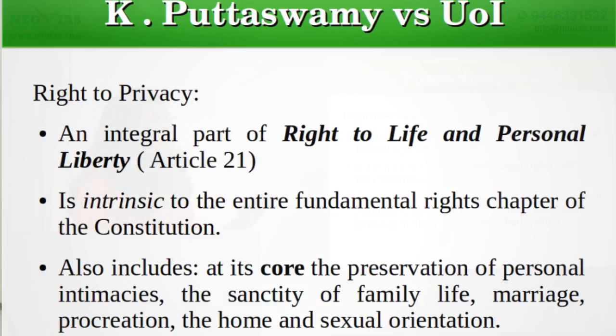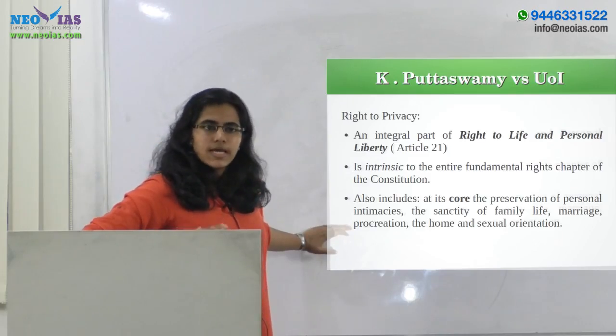So what the judgment said is that the right to privacy is an integral part of Article 21 and it is intrinsic to the entire fundamental rights chapter of the Constitution. Also, the right to privacy meant at the core the preservation of personal intimacies, the sanctity of family life, marriage, procreation, home, and even to the extent of sexual orientation. So this was what was said in the judgment.